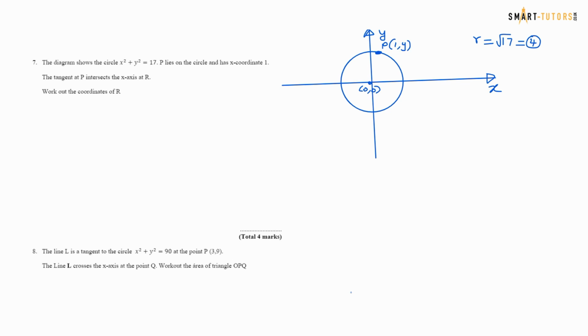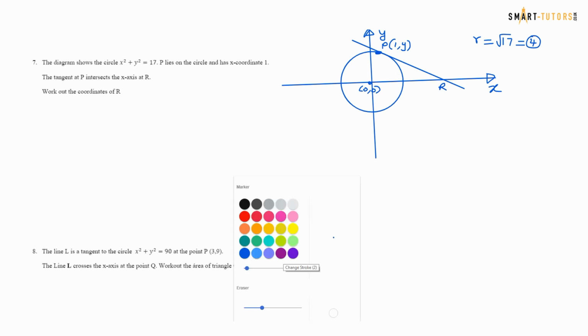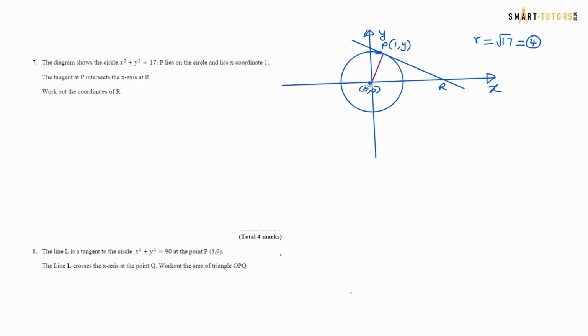The tangent at P intersects the x-axis at R. So we're going to draw a tangent line at P and it's intersecting at R. So this is the R, and I'm going to draw a radius with a different color. So that shows a 90 degrees to the P here. So this is 90 degrees.